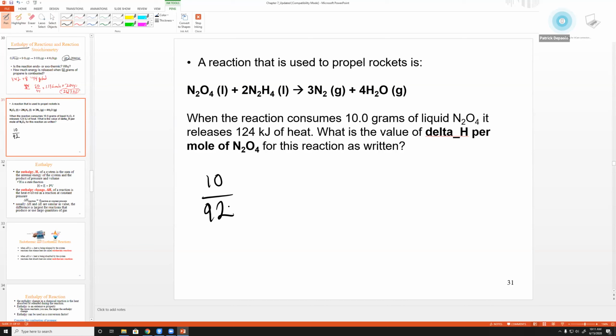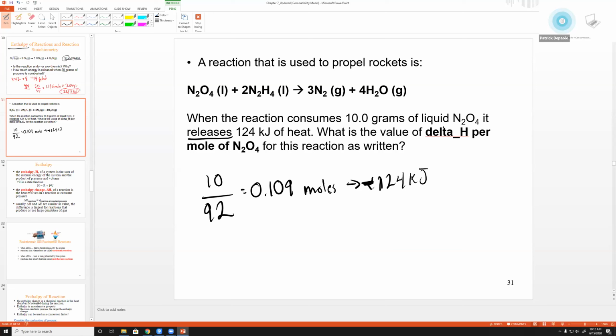Let me double check that. Yeah, 92. Okay, so then we have 10 divided by 92. That's going to be 0.109 if you want to round. That's how many moles reacts and releases 124 kilojoules, so make this negative 124 kilojoules. We know it's negative because releases is a key word.